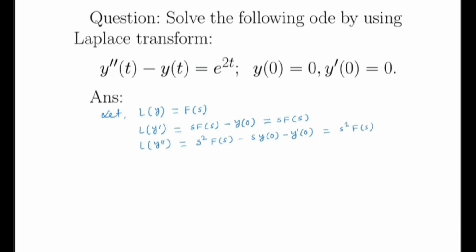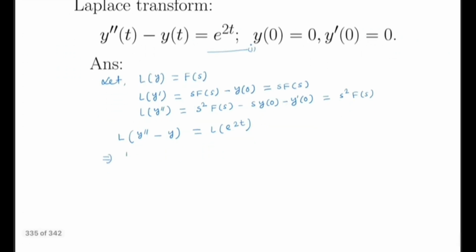Now we take the Laplace transformation on both sides of equation 1. So we have the Laplace transformation of y double prime minus y is the Laplace transformation of e power 2t. Since the Laplace transformation is linear, we can write it as L of y double prime minus L of y is equal to the Laplace transformation of e power 2t, which is 1 by s minus 2.